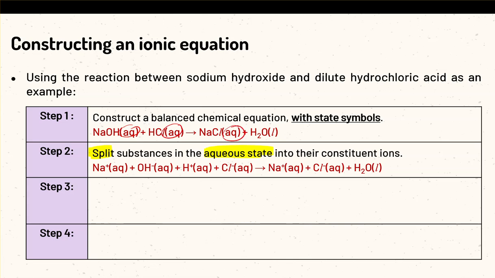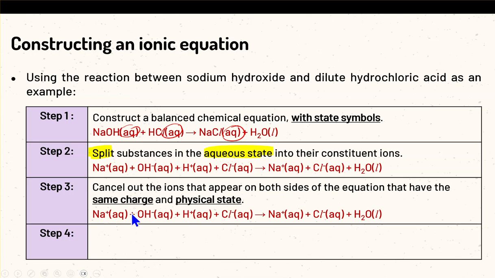So we split the substances in aqueous states into their constituent ions. Sodium hydroxide means sodium and hydroxide ions. Hydrogen chloride, hydrochloric acid, splits into hydrogen ion and chloride ion. Sodium chloride splits into sodium and chloride ions.